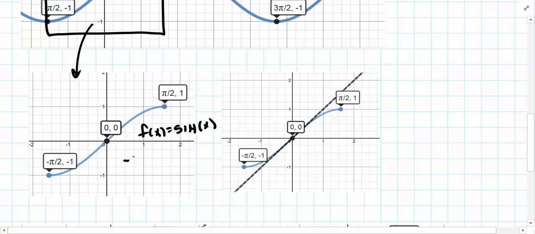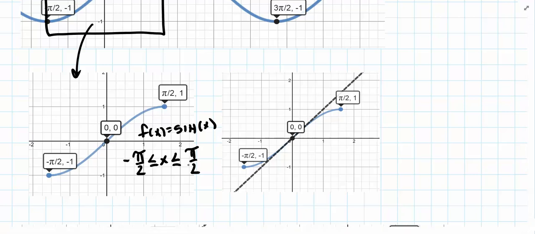Negative pi over 2 is going to be less than or equal to x, less than or equal to what? Positive pi over 2. Okay, now on my new restricted domain, does it pass both horizontal and vertical? Yes, it does. Therefore, it has an inverse. So the sine inverse function does exist, but it only exists on a restricted domain of the sine function, namely that domain right there that I've just written down for you. So this is an important piece to remember, and it's part of the story here.